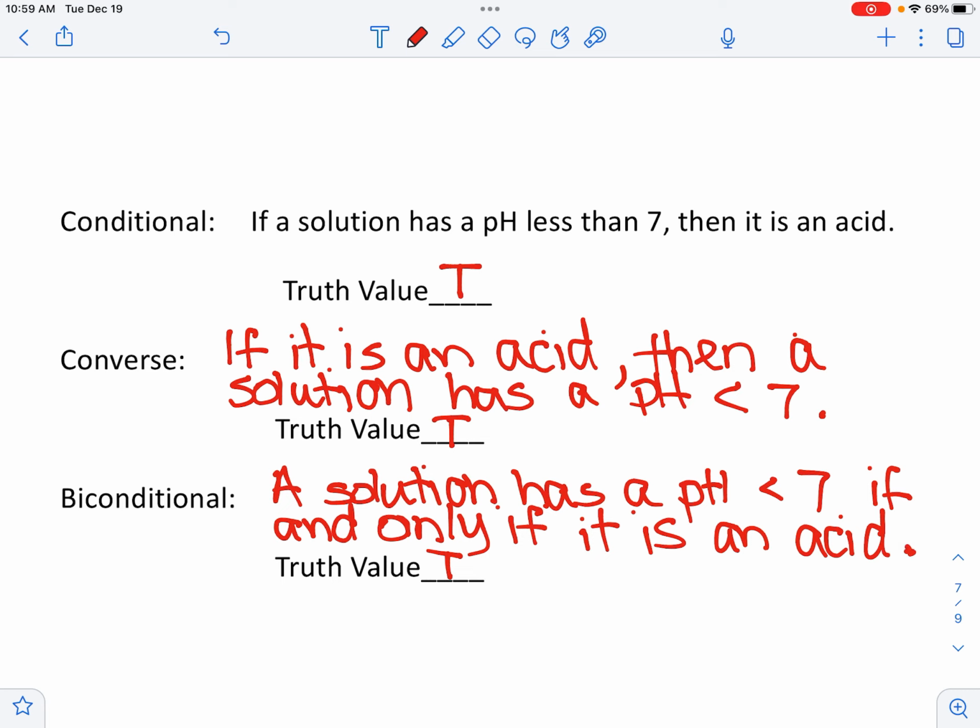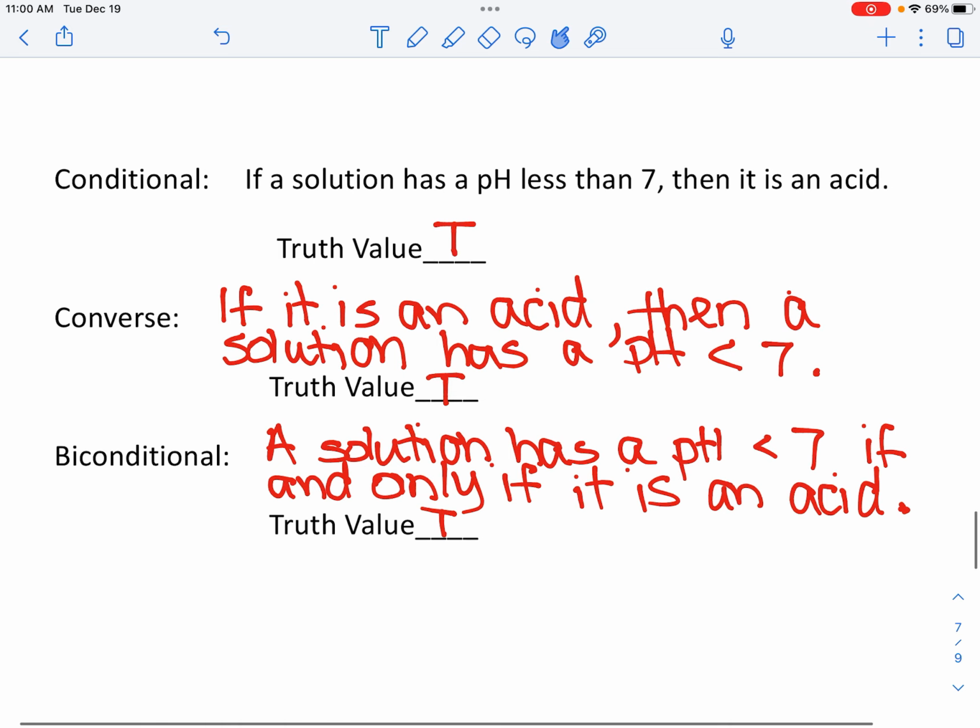Biconditional statements are very good for definitions. You would say this is a good definition because it works both ways. So if you can write a definition as a biconditional statement, that's terrific.